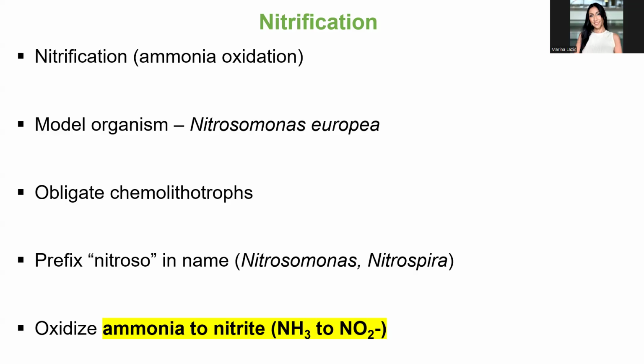Oxidation from ammonia to nitrite. So nitrite is NO2 minus. Nitrate is NO3 minus. Ammonia oxidizing bacteria do the first step of nitrification, which is oxidizing ammonia to nitrite. Then another group of organisms comes, nitrate oxidizing bacteria or NOB, who take this nitrite, oxidize it, and make nitrate.